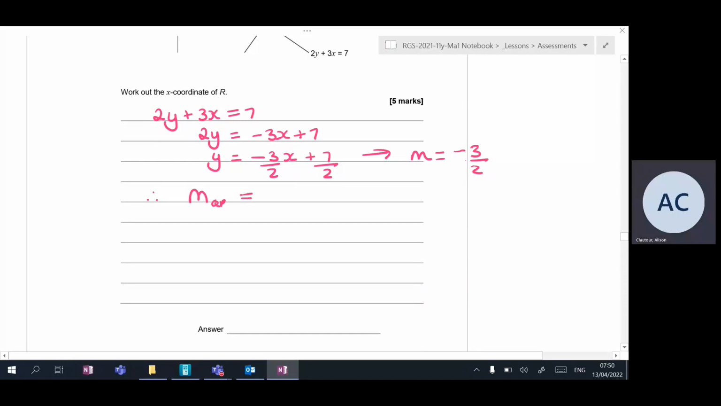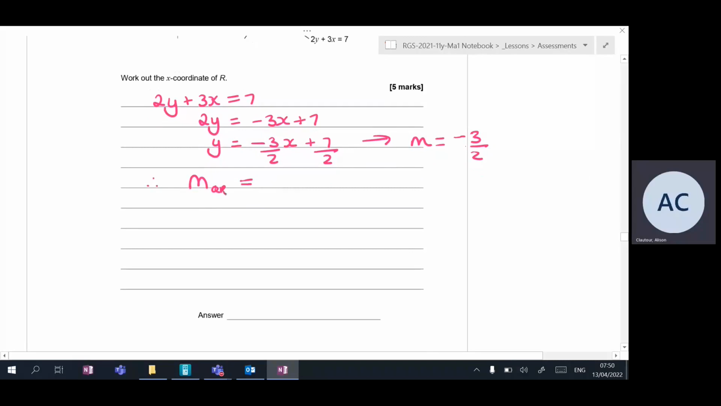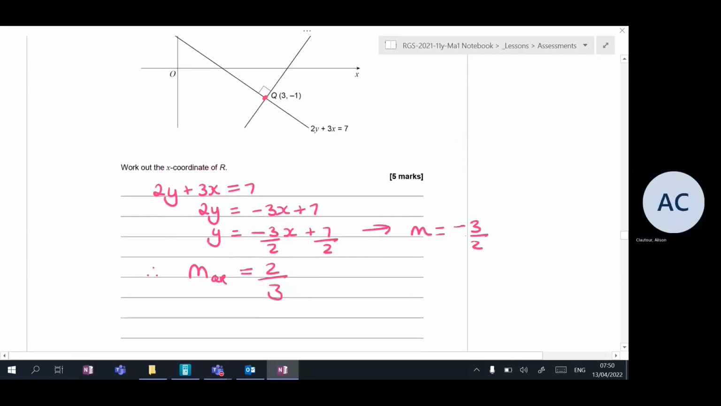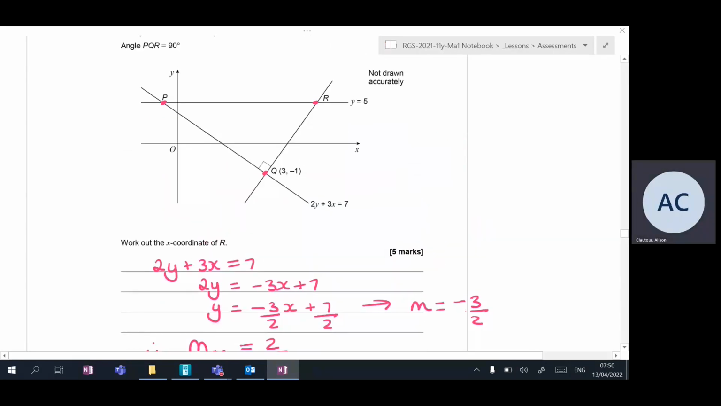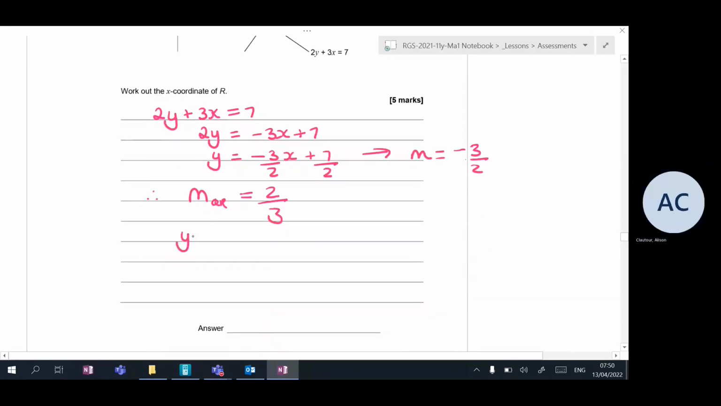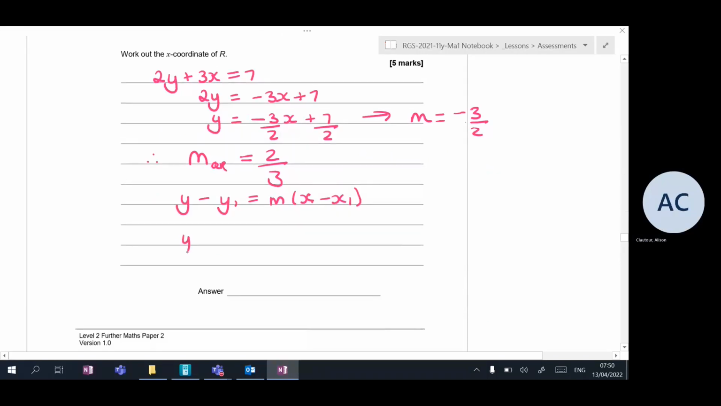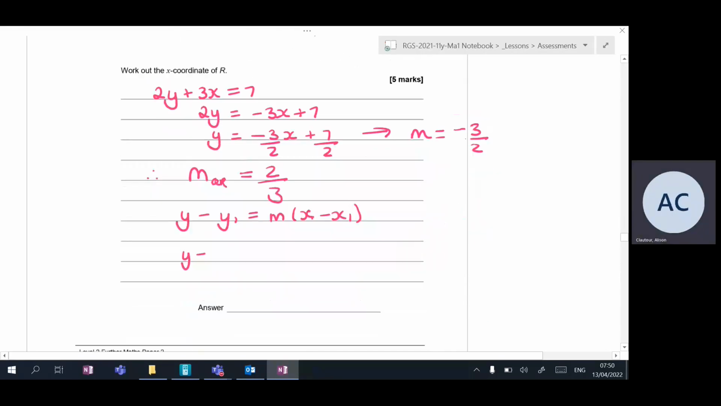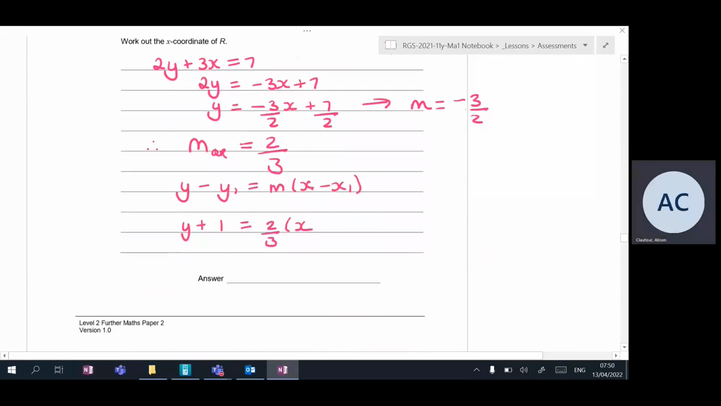Okay, so I want to do the reciprocal and change the sign. So it's going to give me 2/3. Okay, so I've now got the gradient of my line. I know it goes through the point Q, so I can find the equation of the line using y minus y1 is m times x minus x1. So my y coordinate is -1. My x coordinate is 3.